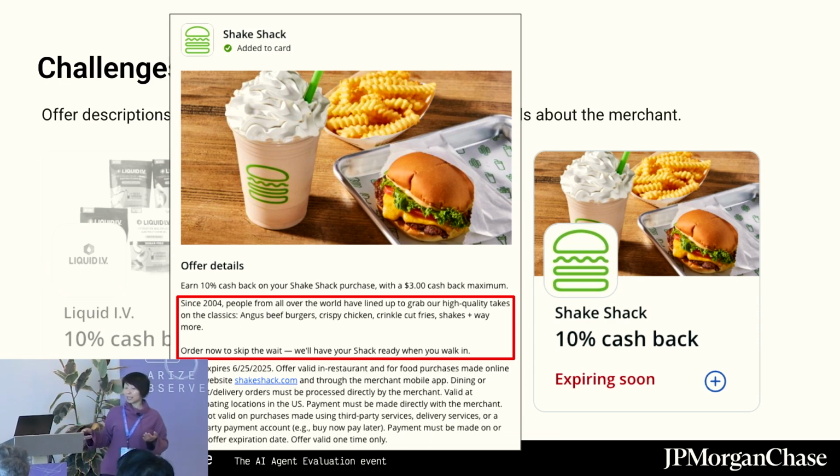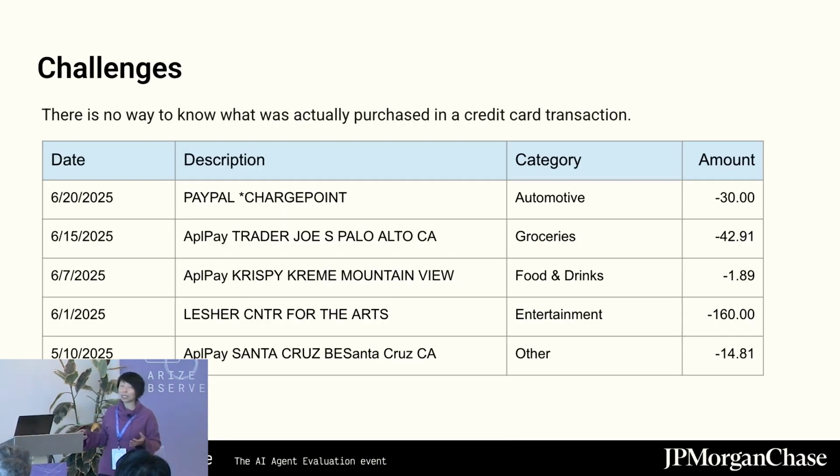But the idea is that since large language models have been trained on so much data, we should be able to leverage them to get even more information than these descriptions. And so that's really where we're coming from.